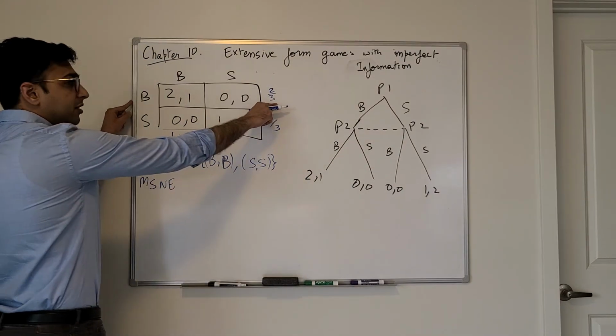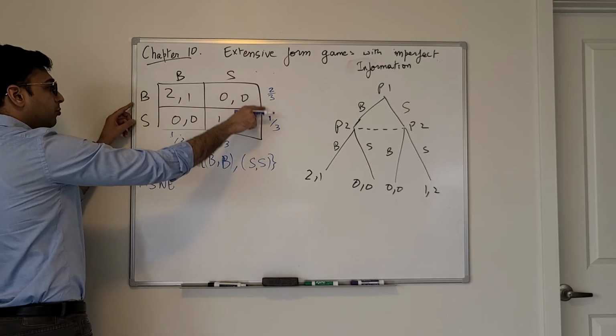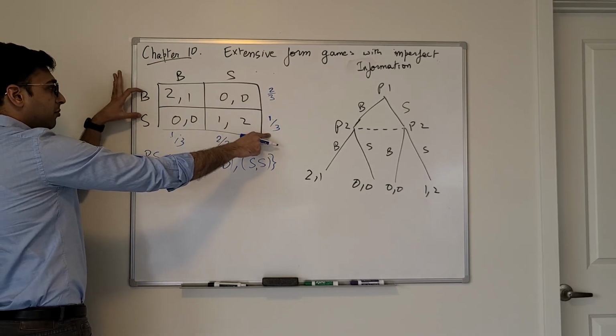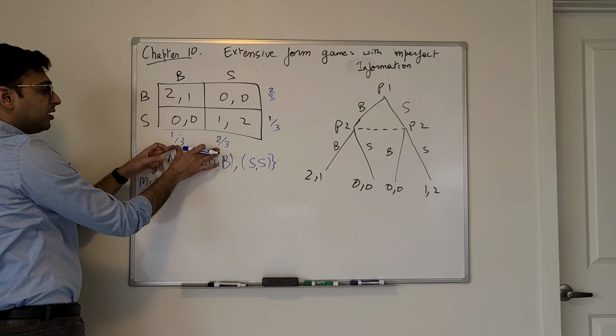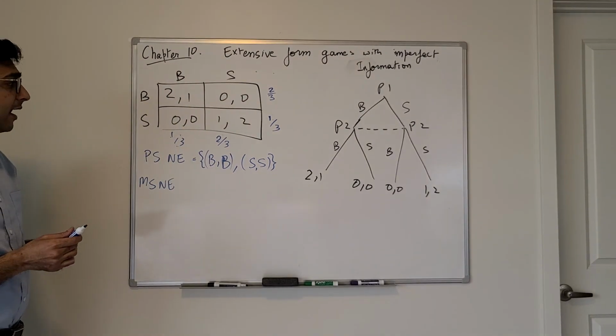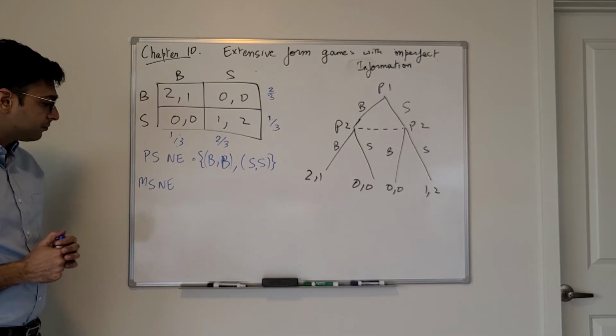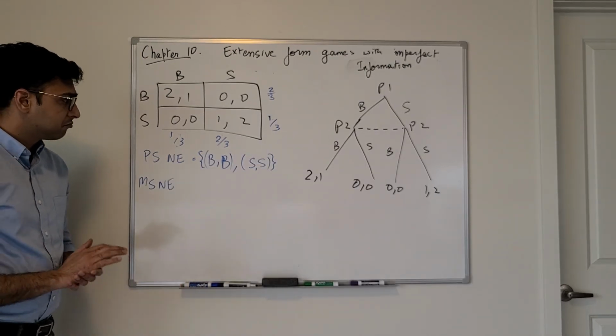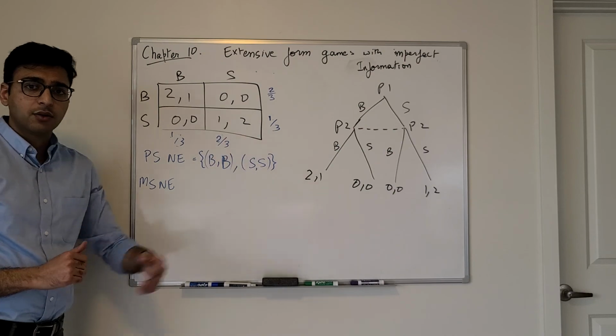So this is the probability distribution that player 1 would put between B and S, between playing these two. And this is the probability distribution that player 2 would put between B and S. And that would be a Nash equilibrium. Yeah, so those would be the Nash equilibria of this game.